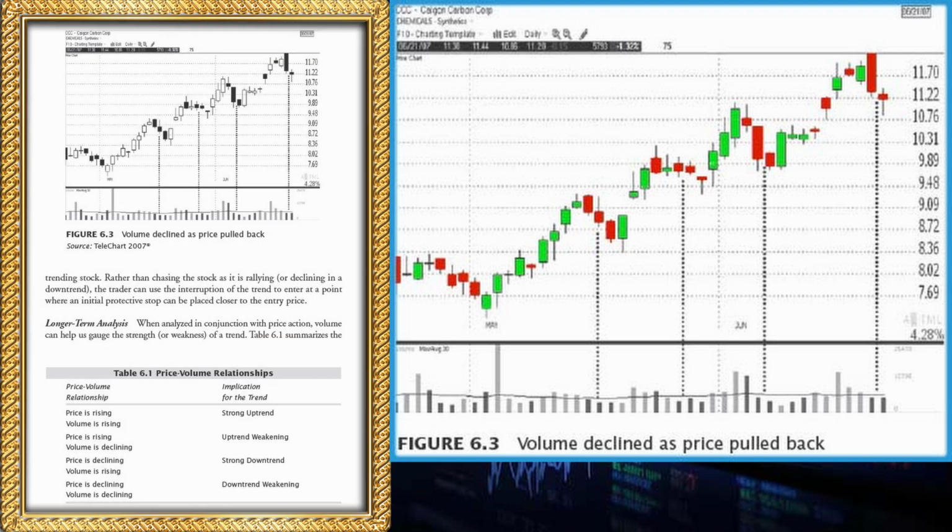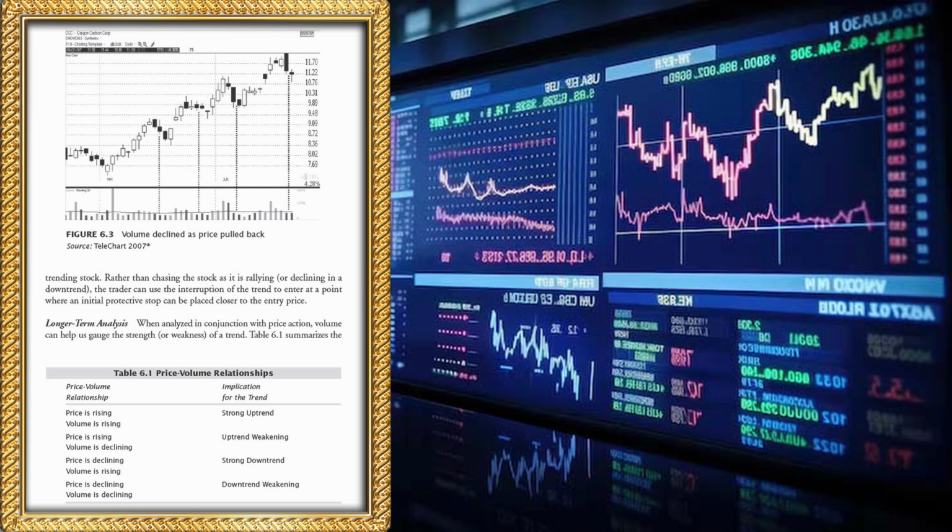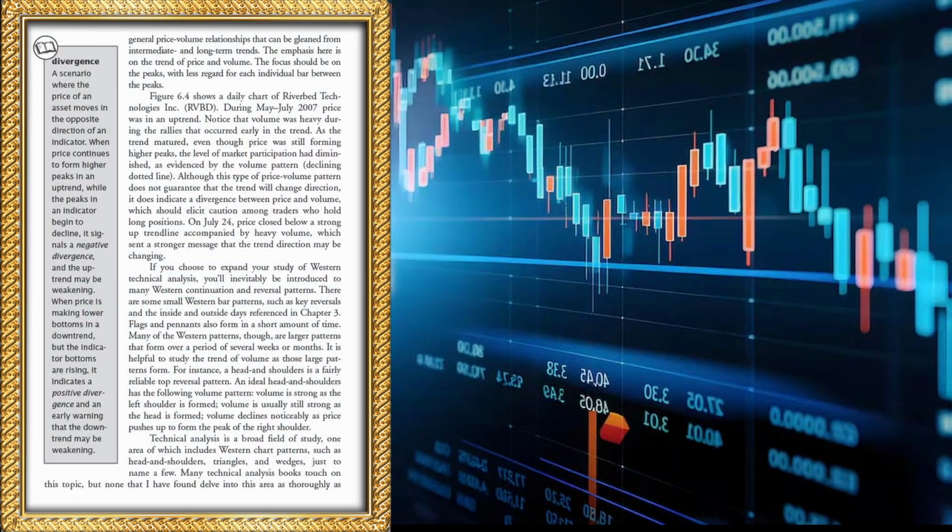Rather than chasing the stock as it is rallying or declining in a downtrend, the trader can use the interruption of the trend to enter at a point where an initial protective stop can be placed closer to the entry price. Longer-term analysis. When analyzed in conjunction with price action, volume can help us gauge the strength or weakness of a trend. Table 6.1 summarizes the general price-volume relationships that can be gleaned from intermediate and long-term trends. The emphasis here is on the trend of price and volume. The focus should be on the peaks, with less regard for each individual bar between the peaks.